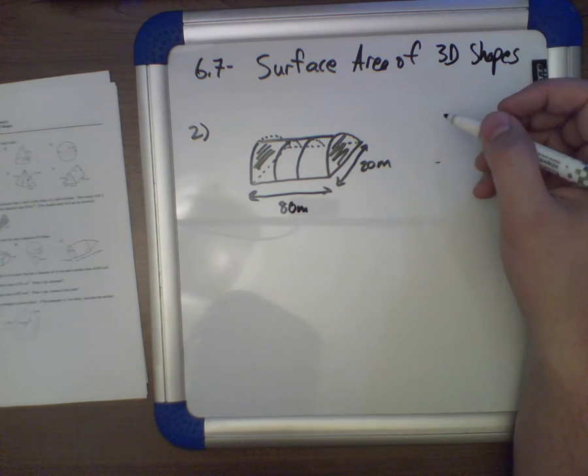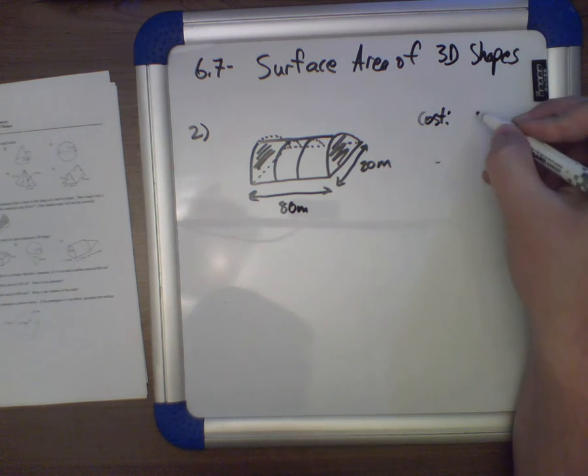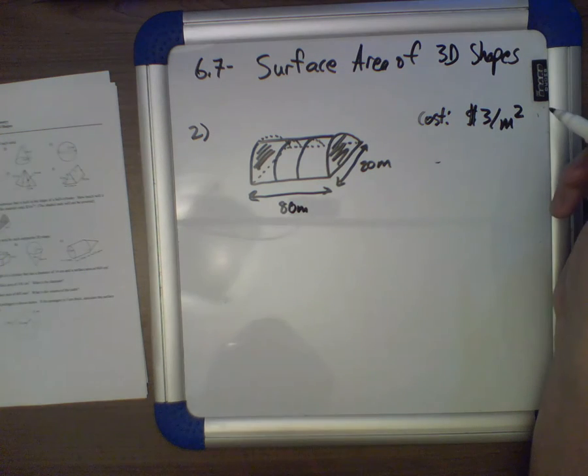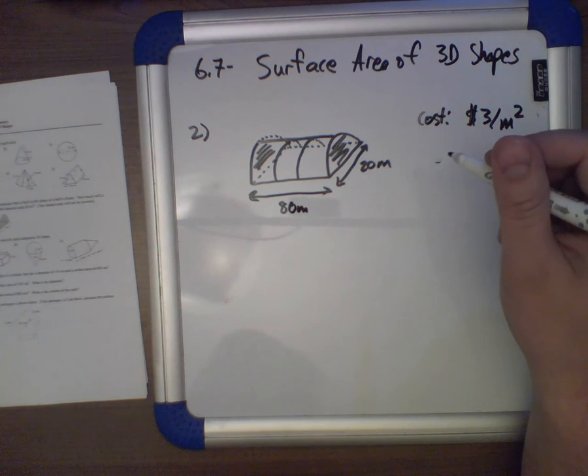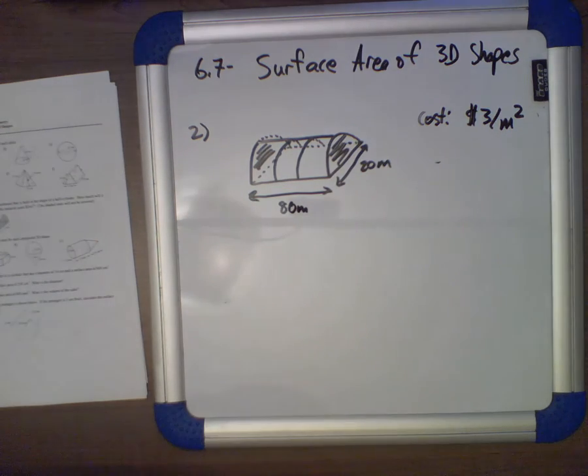So what information are we given? We're told that the cost is $3 per meter squared. That's going to be important in a couple minutes. And we're asked to find the surface area. So let's start by identifying our shape and finding the surface area.